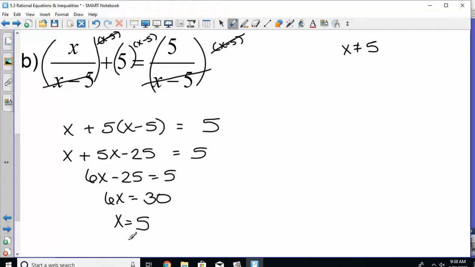So this one is just a linear equation, so you just have to get your x's by itself. And I get x equals 5. What's wrong with that? X can't equal 5. So what's my answer? No solution. So you always have to look back and check those answers and make sure it's okay. Let's do one more and then that'll probably be a good stopping place for today.